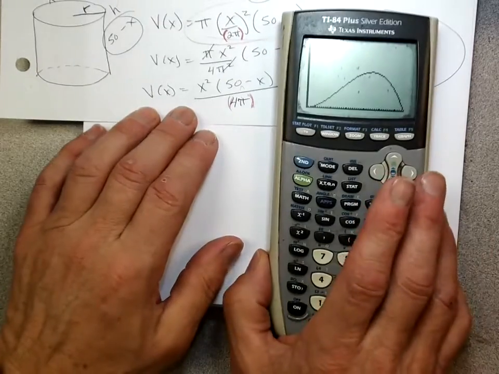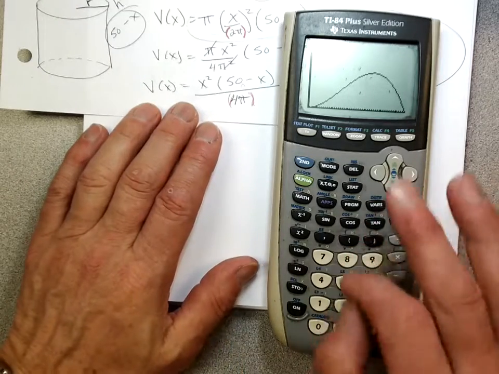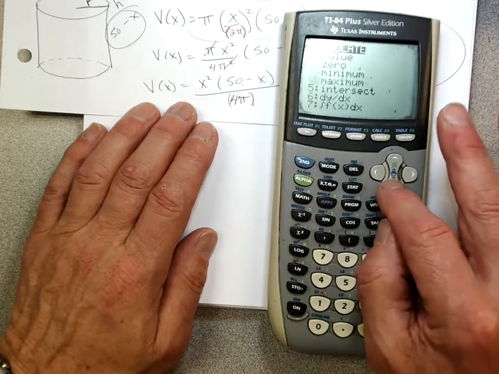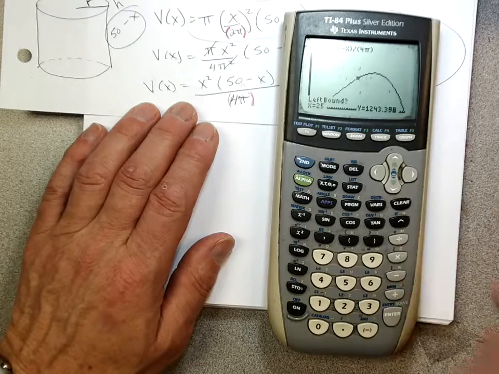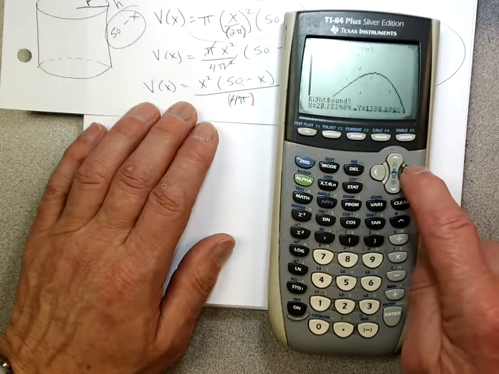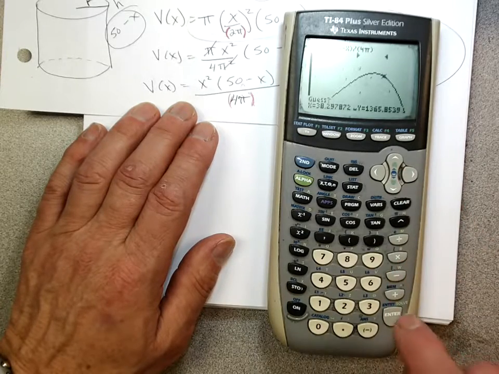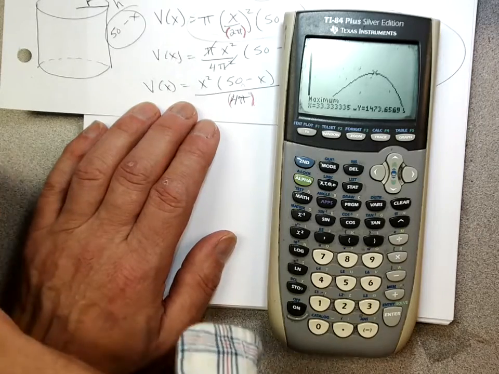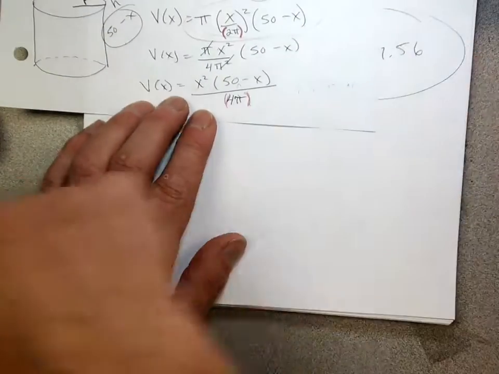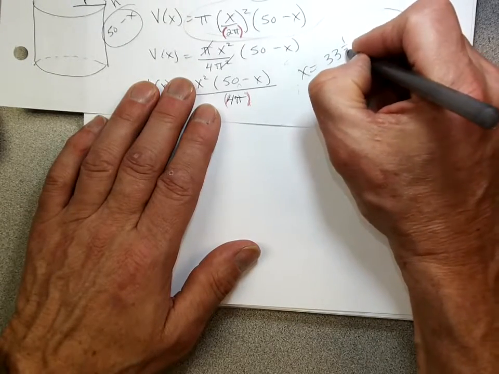So now let's find out how big to make this size so we can build our cylinder. So we go to second calculate, our maximum, enter, left bound, yeah, that'll work, right bound, I guess. So I get about 33 1/3, right? So the value we need for our x value is 33 1/3.